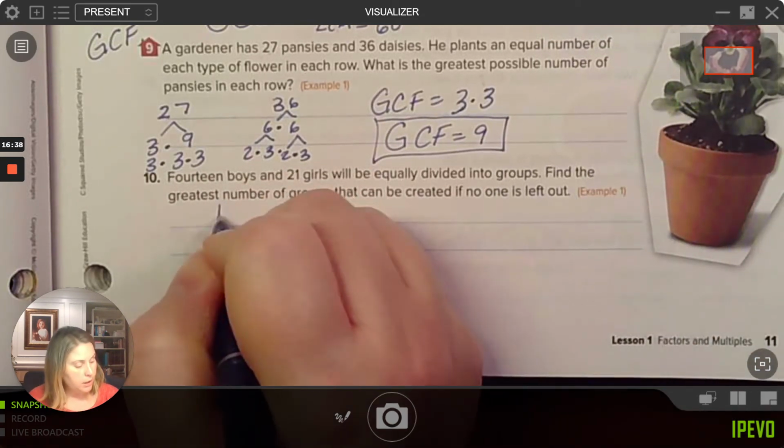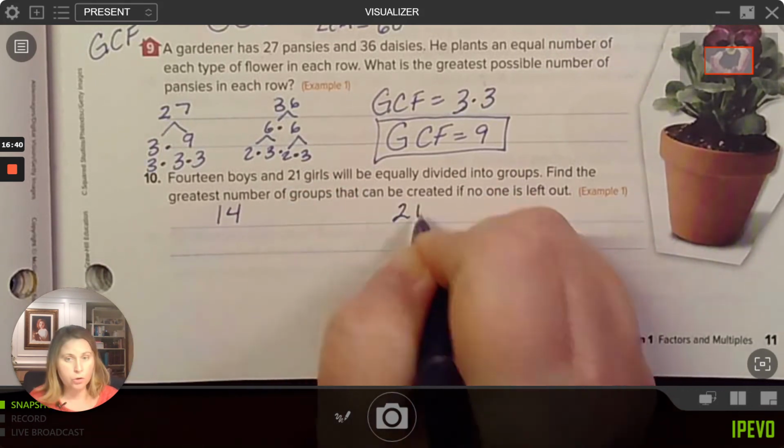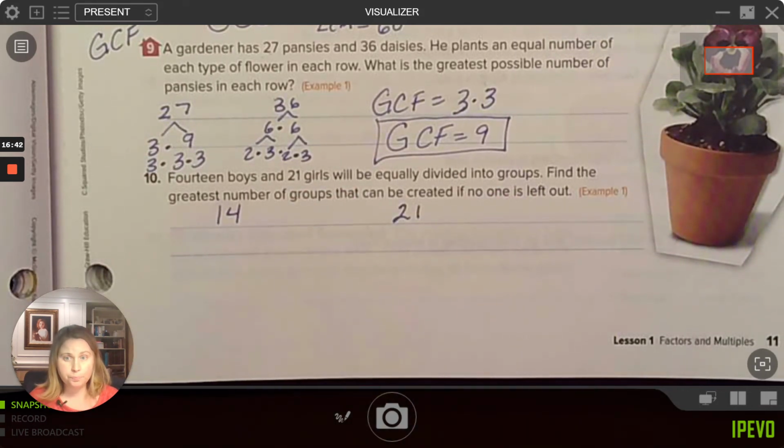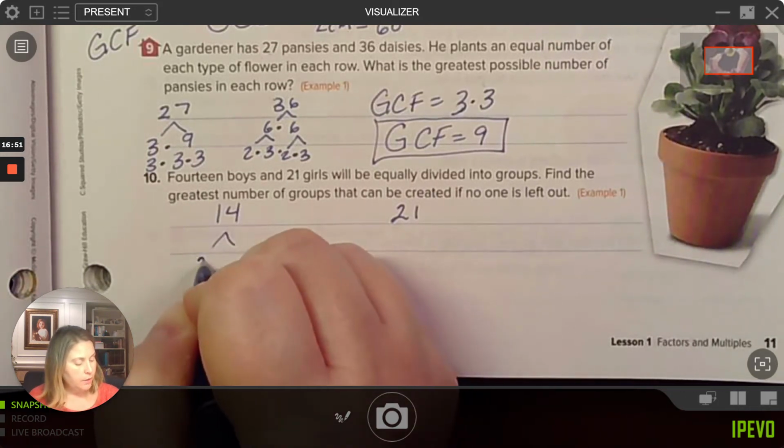So 14 boys and 21 girls. We want to know what's the largest number of groups that can be created. So if we want a large group, there are fewer people per group. Okay, which is nice for kind of getting to know each other.